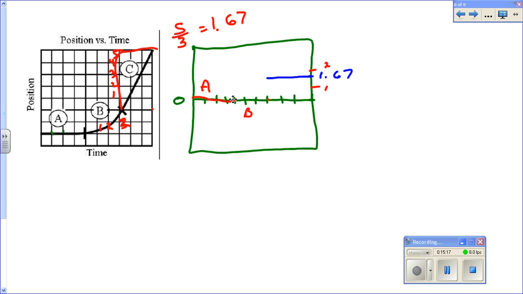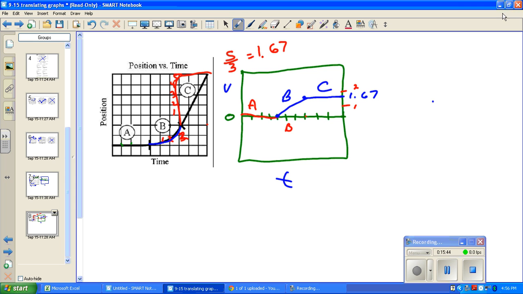So how much did I accelerate? What will my slope look like? Well, I can't get the slope during this curved portion, but what I can do is I can connect where I was going 0 to where I'm going 1.67 with as straight a line as possible. And that will give me my slope. So this is B, and this is C. C, the slope is 1.67, so I have it over here at 1.67. It's my velocity over time. That's how you translate graphs. Good luck, guys.